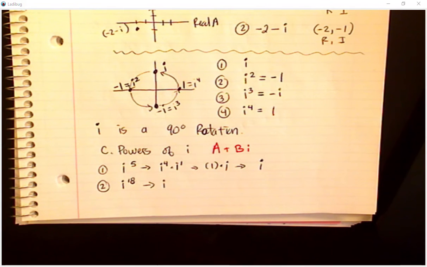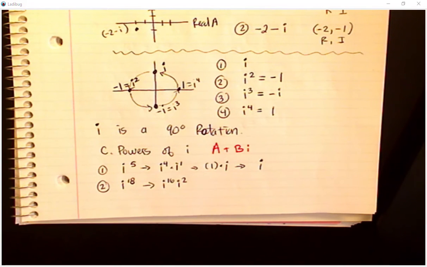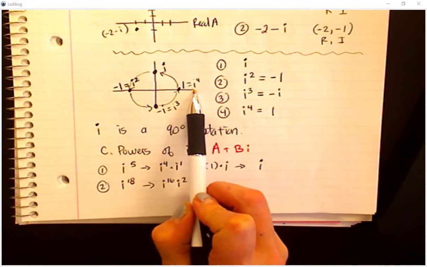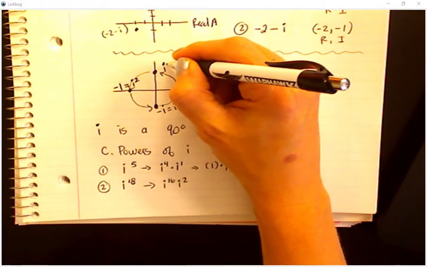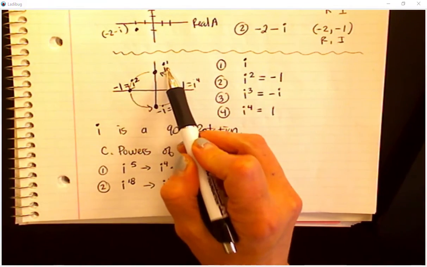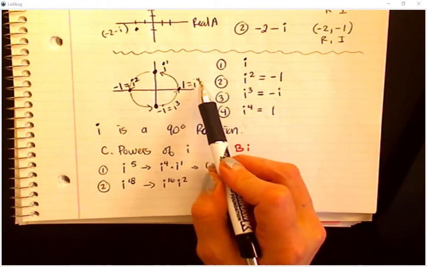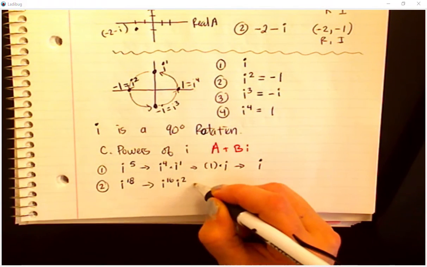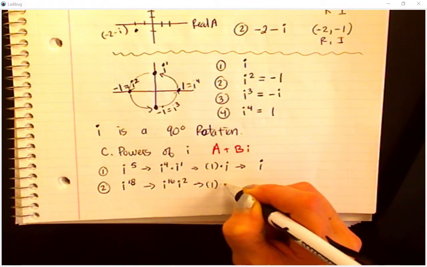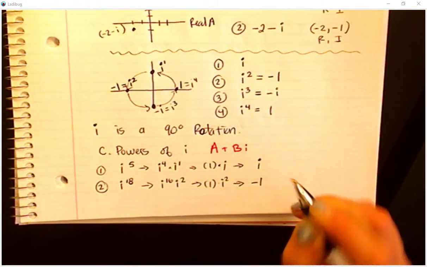4, 4, 4, 4. Because if I look at my clock, all powers of 4 come out to be positive 1. So I start here, first power. That's why I left the powers here. i to the 1st, 2nd, 3rd, 4th, 5th, 6th, 7th, 8th, 9, 10, 11, 12, 13, 14, 15, 16, 17, 18. 1 times i squared. Well, I know that i squared is negative 1.